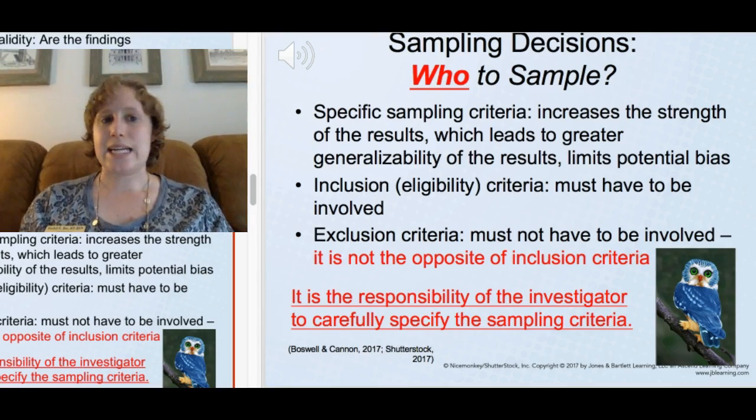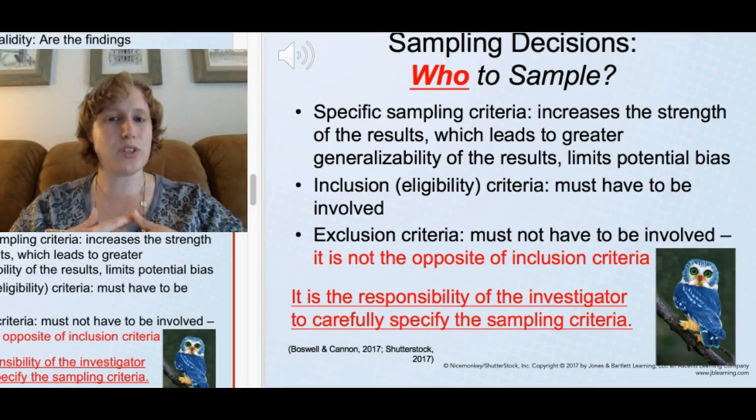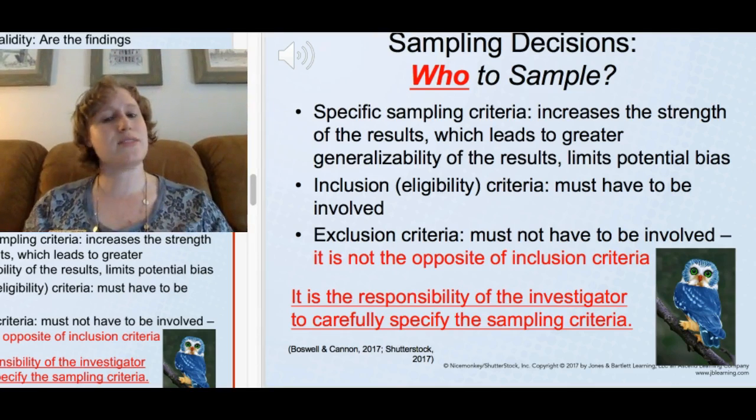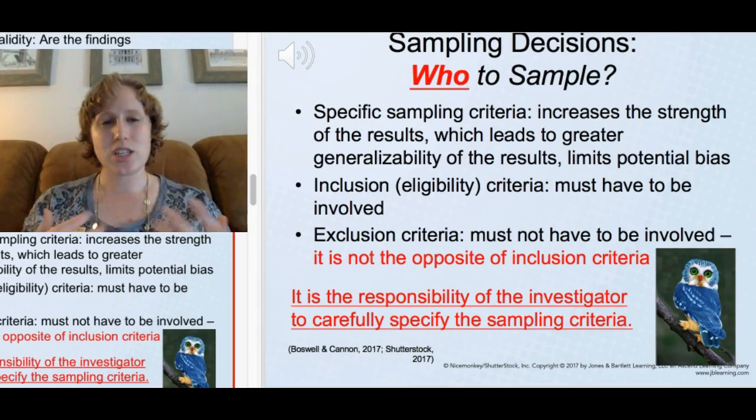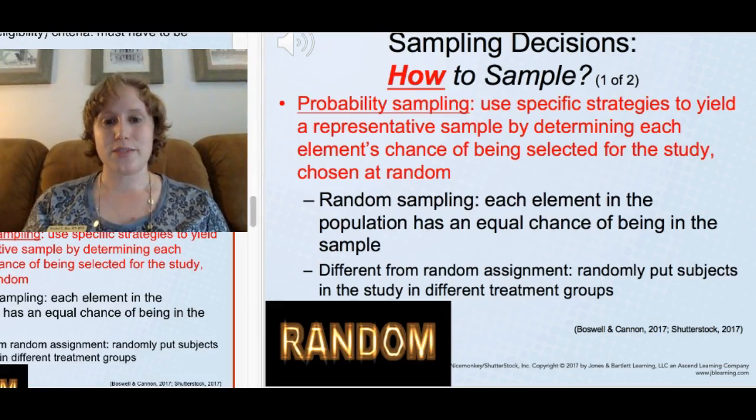They can't have maybe heart disease, psychiatric disorders, terminal illness, things that could detract from the study or are not the point of why we're doing this study. So it could negatively affect the results. And it is our job to make sure this criteria is extremely specific.